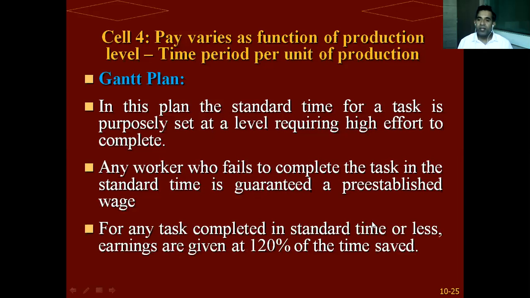And for any task completed in standard time or less, earnings are given at 120% of the time saved. So whatever amount of time is saved by the employee by completing the task in standard time or in less than standard time, the earnings are given at 120% of the time saved. Say for example, you have set wages of 100 rupees per hour, you will get 120 rupees if you complete the task within the standard time or in less than standard time. That is the Gantt plan.